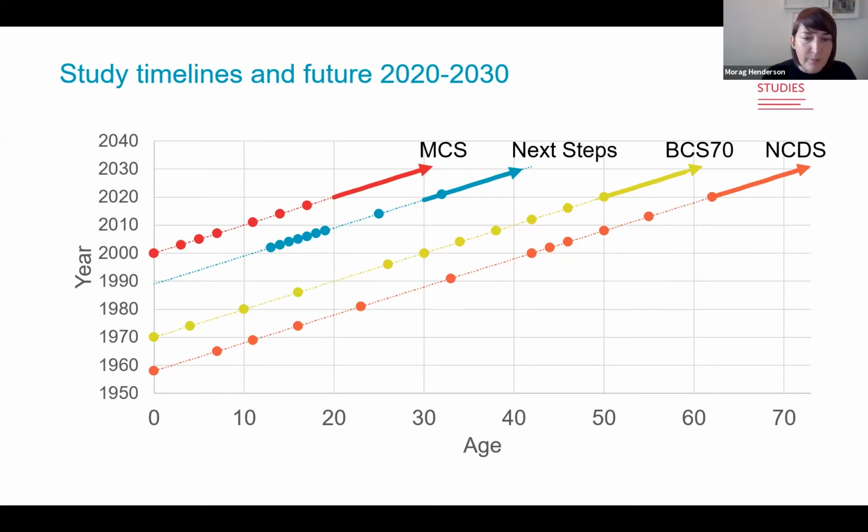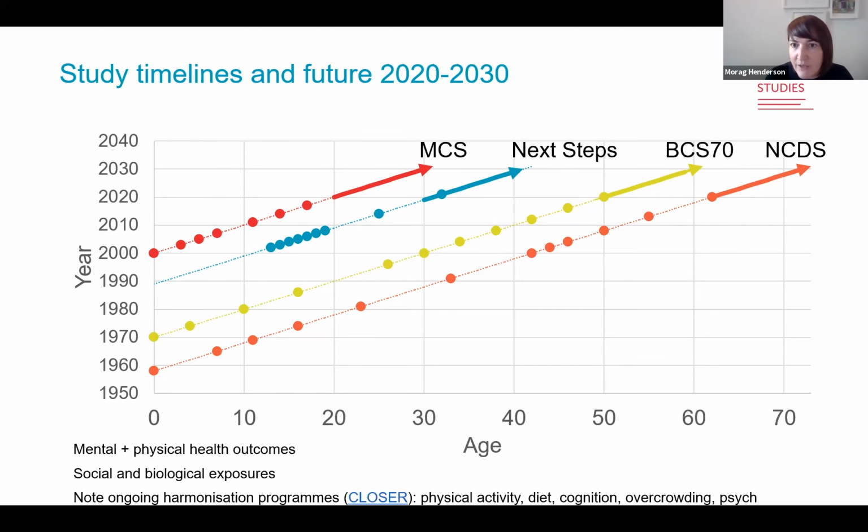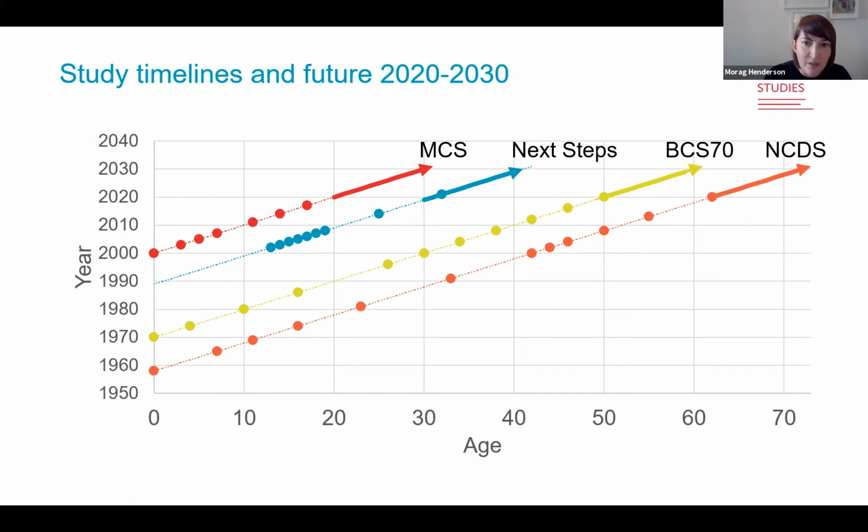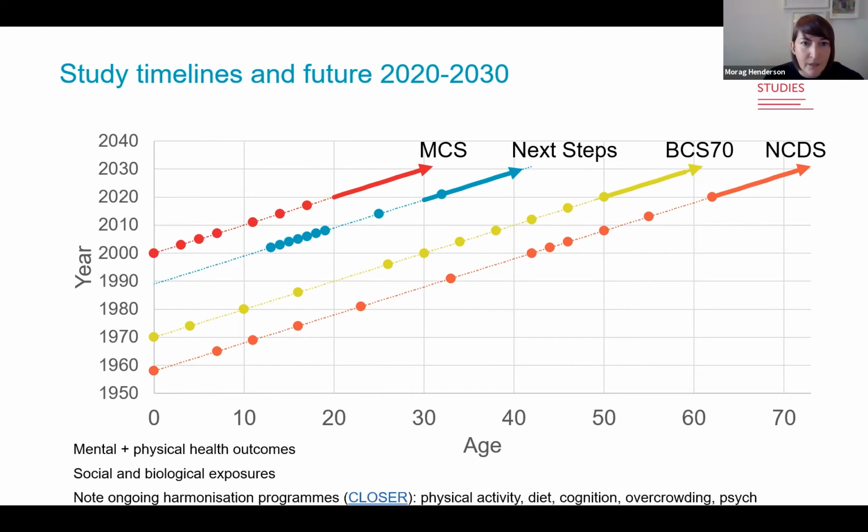The other two cohorts, the British Cohort Study or 1970 study, were born, as the name suggests, in 1970 and have been followed through their life course. I forget how old they are, they're just turning age 51, I should do the mental maths. And the NCDS, which is the oldest study that we have, were born in 1958. BCS70, NCDS and MCS all have a slightly more biomedical or health focus, whereas Next Steps had a much more educational focus. And that's changing as we're developing the studies to be much more biomedical.